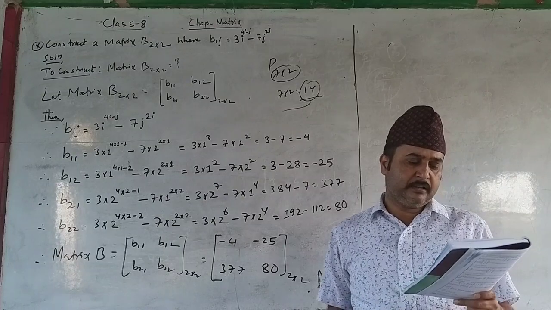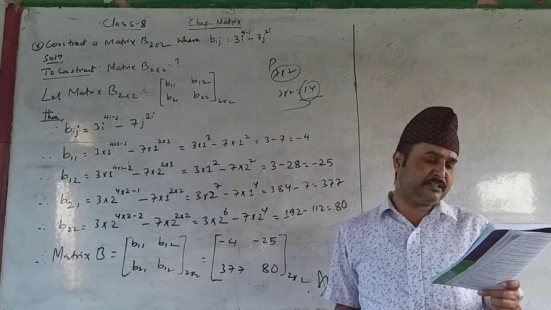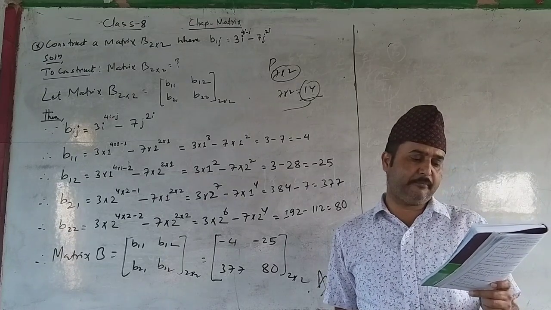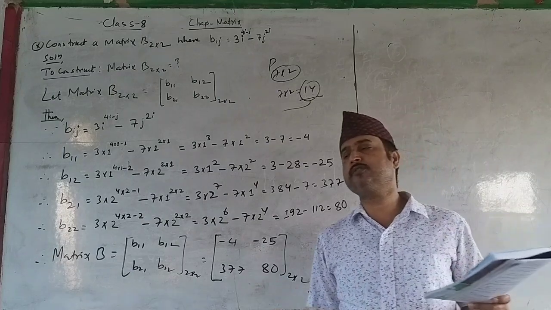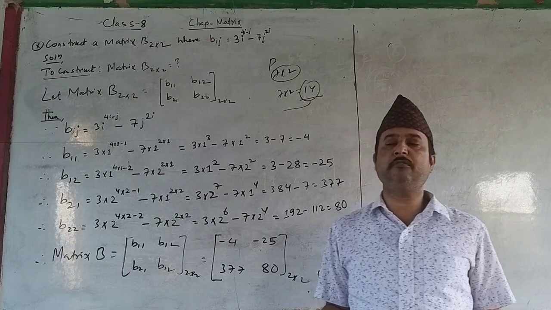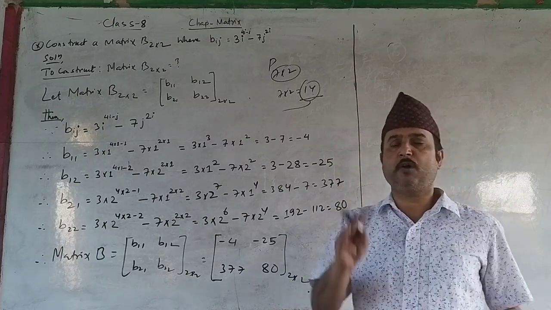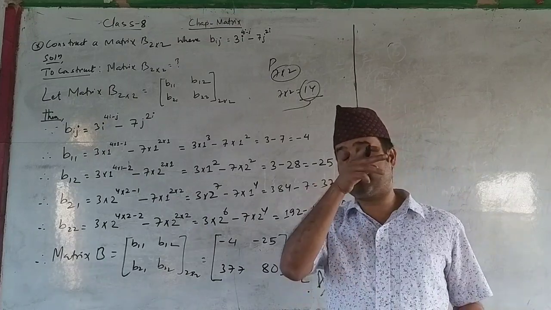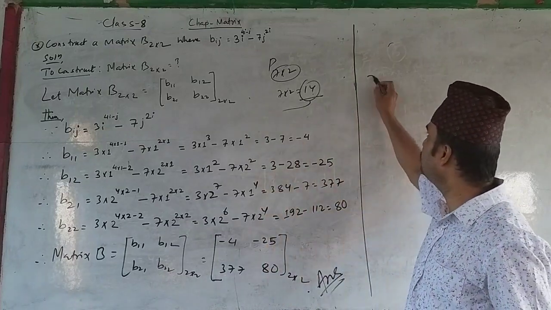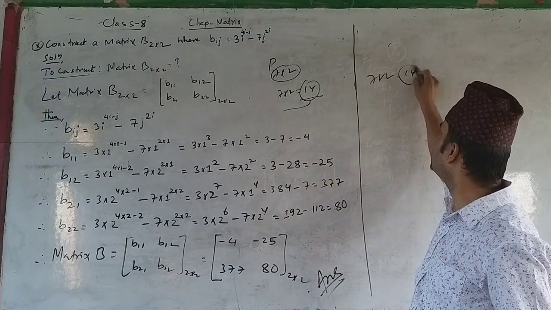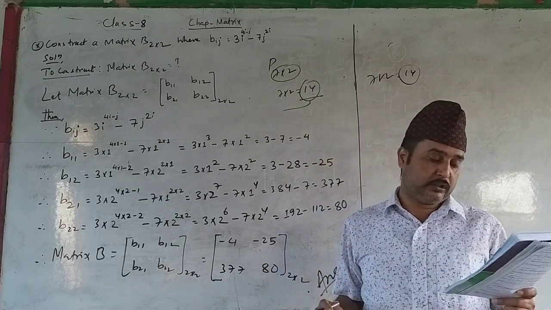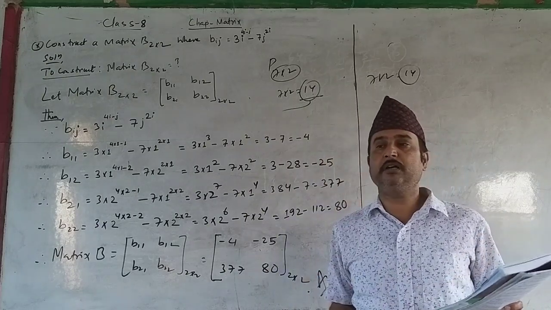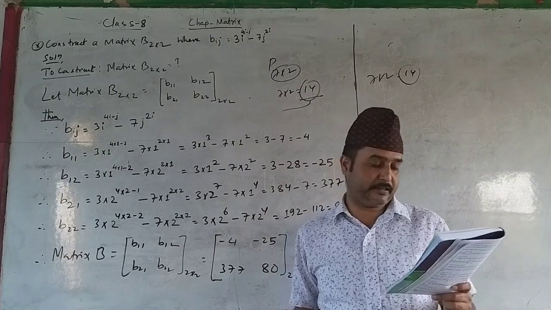Question number 5. The matrix is given to you. How many elements does B have? Matrix B is given there. First you count the number of rows, then the number of columns, and take their product. Like 7 rows, 2 columns, so 14 is your answer. The total number of elements in the given matrix is 14. The product gives you the number of elements present in the given matrix.